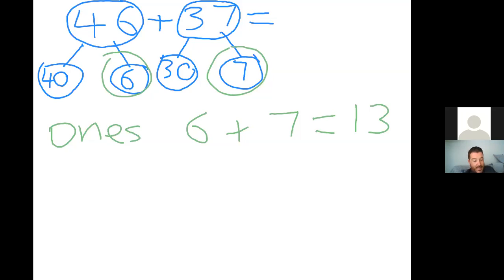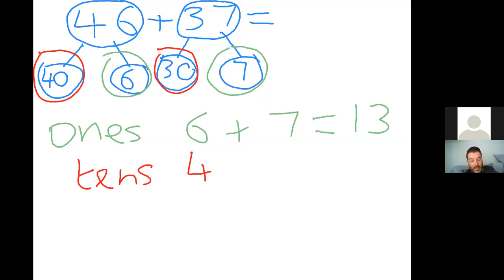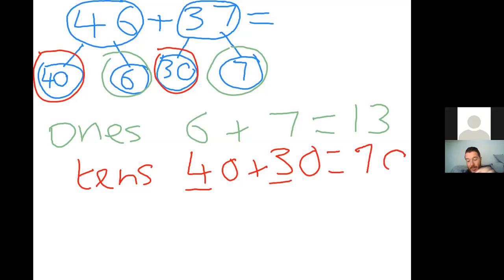Then we need to add the tens. And we know that the tens are 40 and 30. So we're going to write 40 add 30 equals. We've got 4 and 3 there, haven't we? What would 4 and 3 be? It'd be 7, wouldn't it? So 40 and 30 has to be 70 because it's 10 times bigger.